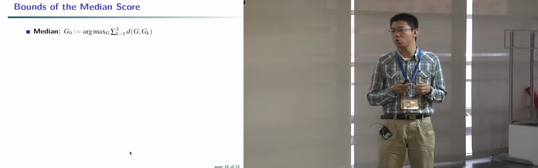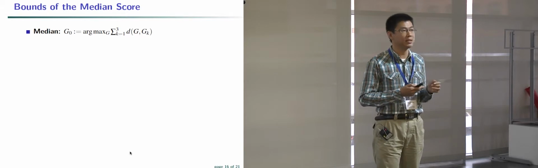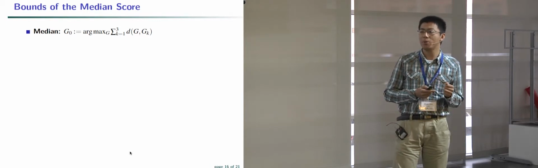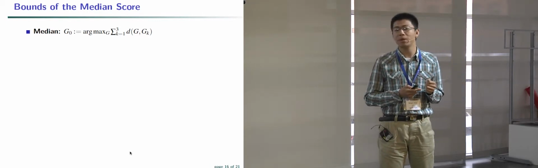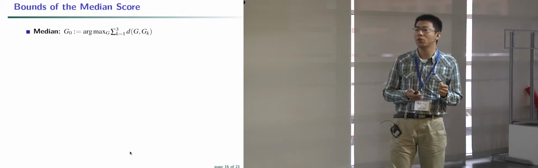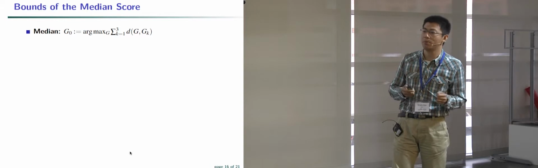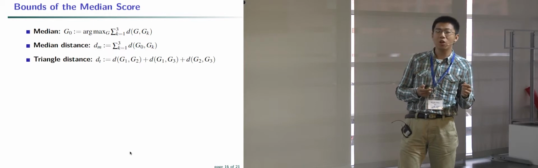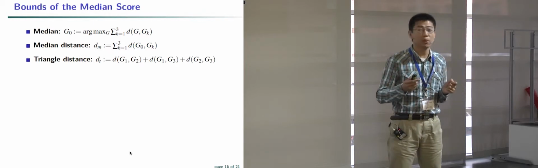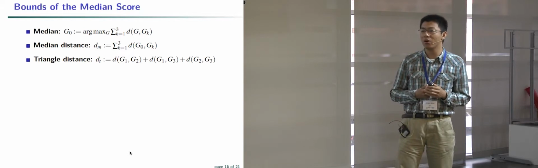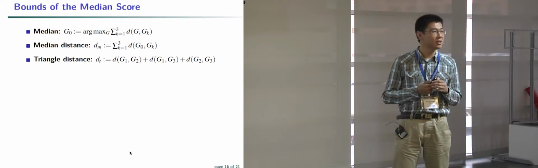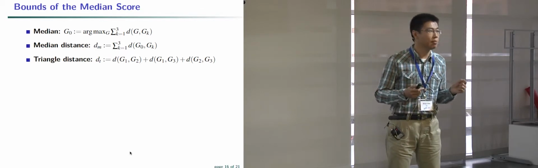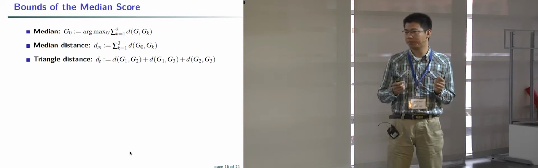So now let's move forward to another aspect of the DCJ median problem: its bounds. We have three notations. First, we call the optimal solution of the DCJ median problem the median, denoted by J0 as we used before. We call the optimum value the median distance. And we call the sum of the three pairwise distances between the three given genomes the triangle distance. Notice that the triangle distance can be computed very easily.